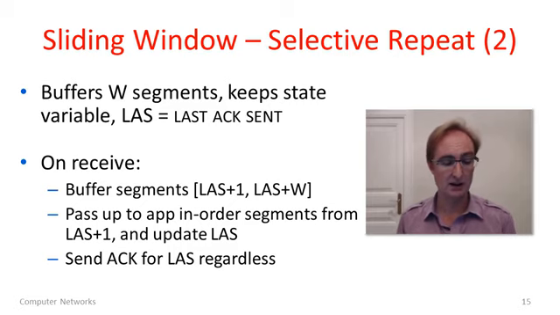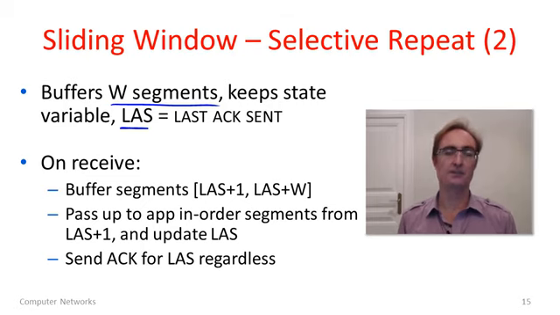Here's how it works. It has a buffer for up to W segments. W is the same size as the sliding window. That's the largest number of segments which could be outstanding at any time. And we're going to use the same one state variable, the last acknowledgement sent. When you receive segments, if they fit in the window from the next segment, LAS plus 1, or actually any of the next W segments from +1 to +W, then you buffer them. You put them in the buffer you have.